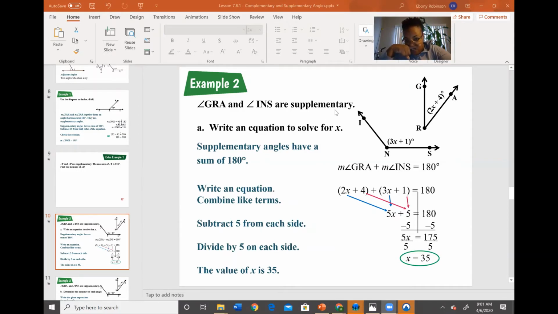Straight line, 180, okay? Write an equation to solve for X. Supplementary angles have a sum of 180. So I'm gonna change this to N and R, because for me, it just looks easier. Can I change the color? Excuse me. No, I cannot. There we go. Okay, so I'll just do this again.